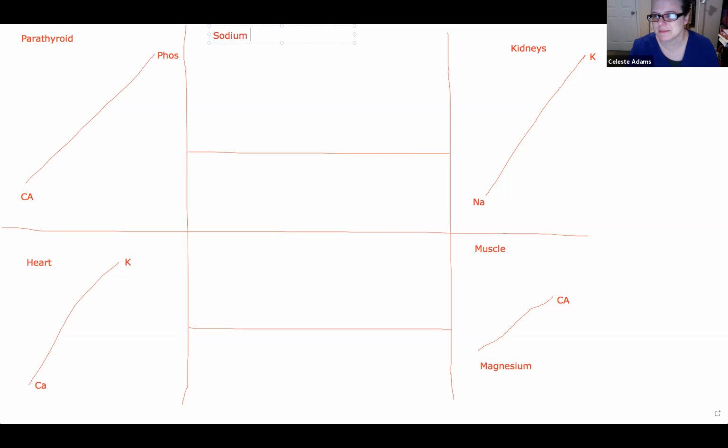What signs? Brain. Okay, brain. And what is the normal for sodium, the normal levels for sodium? 135 to 145. That's correct. 135 to 145. Okay.